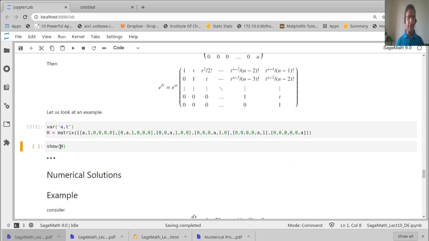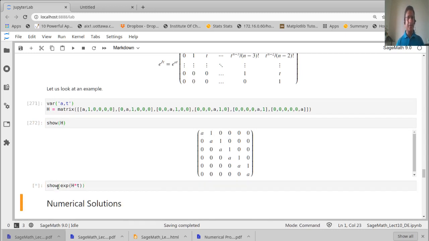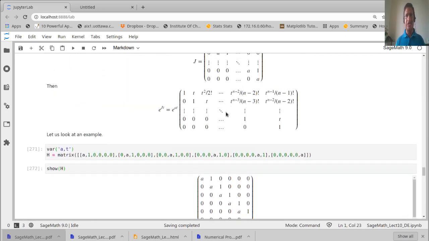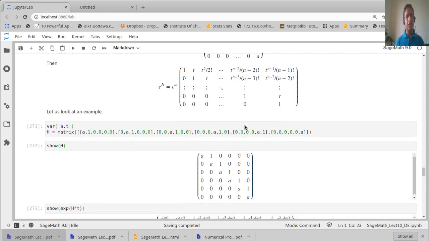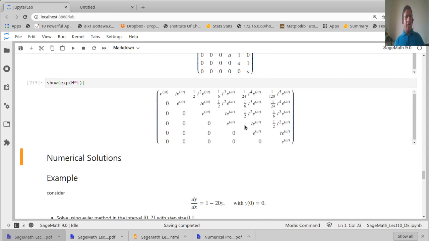Let us see, this is a 6 cross 6 Jordan block. The diagonal entries are all a, which is a variable, and above that are all 1s. If I want to find the exponential of this, this is how we get it, which verifies this result for a and t, and for n equal to 6. Okay, right. So this is how we can solve a system of ordinary differential equations using the diagonalization technique or the Jordan canonical form approach.